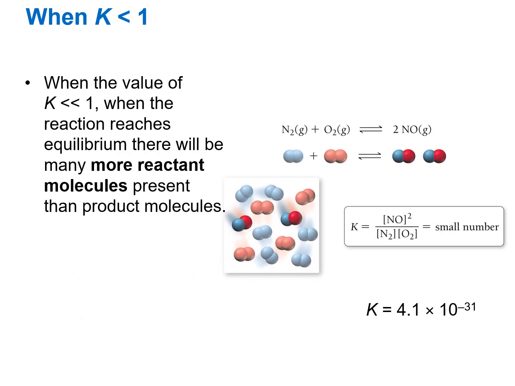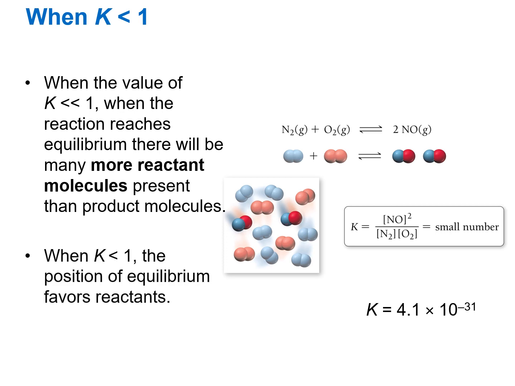So when the value of K is less than 1, not necessarily negative, but less than 1, then when this reaction reaches equilibrium, there's going to be more reactant molecules present than what we see with the products. So we could then conclude that when K is less than 1, the reaction favors the creation of reactants.